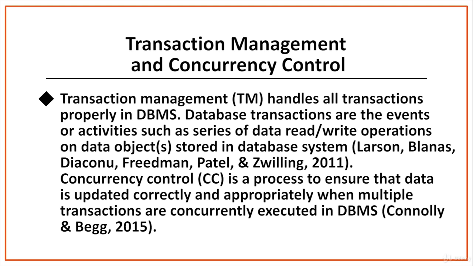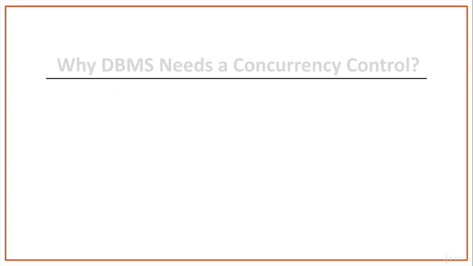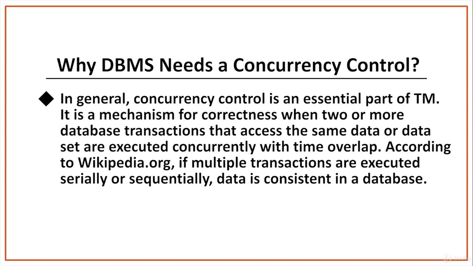Concurrency control, or CC, is a process to ensure that data is updated correctly and appropriately when multiple transactions are concurrently executed in DBMS. Connolly and Begg, 2015. In general, concurrency control is an essential part of TM. It is a mechanism for correctness when two or more database transactions that access the same data or data set are executed concurrently with time overlap.